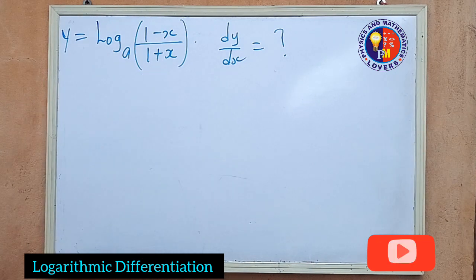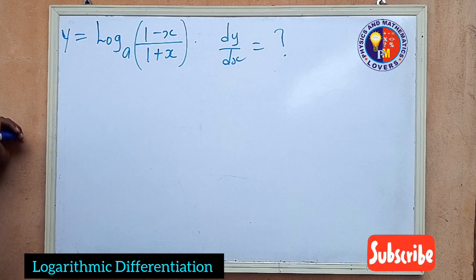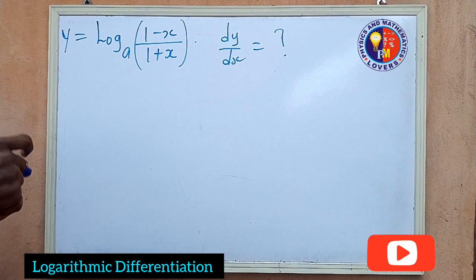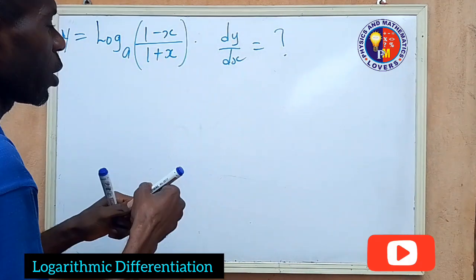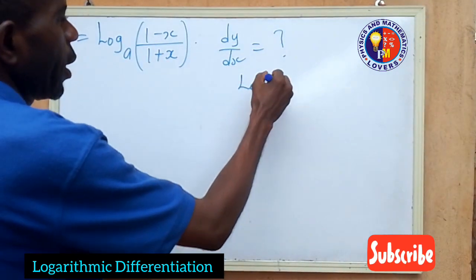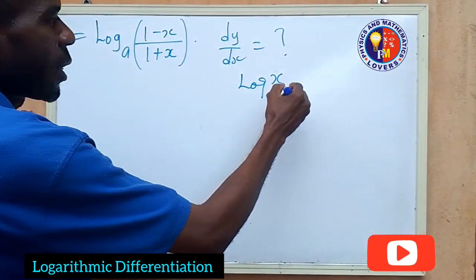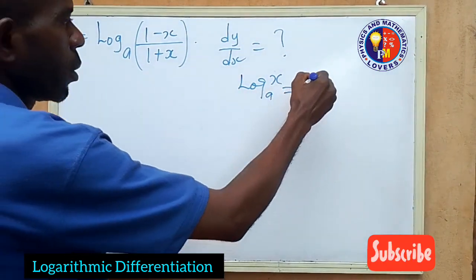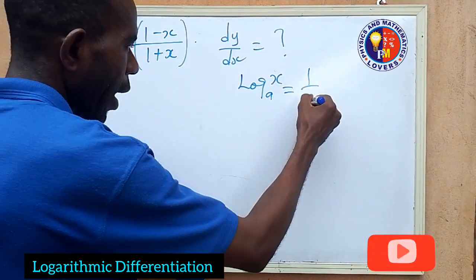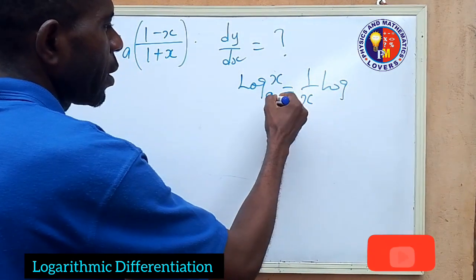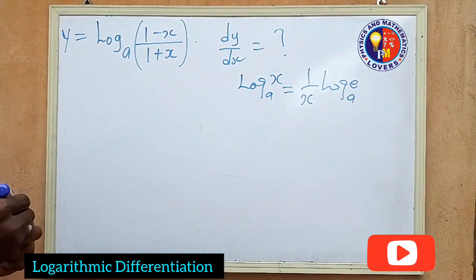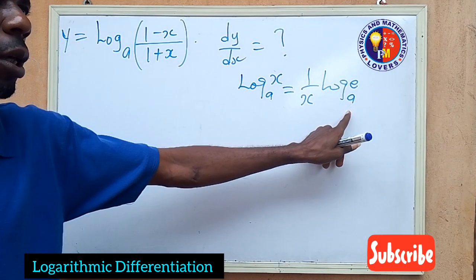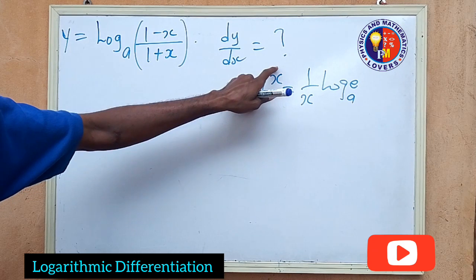But before you solve this question, I want you to quickly recall the standard derivative for any logarithmic function. We have two basic logarithmic functions, so it is classified into two. I want you to have this at the back of your mind. The first one: if I have log x to base a, the standard derivative of this is going to give me 1 over x, times log e to base a. So automatically it turns to the log of e to base a. That is when you have the log of x to base a.